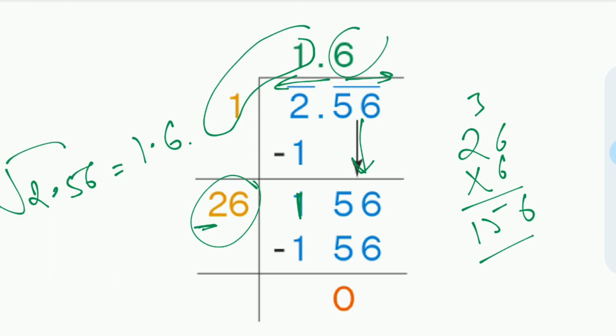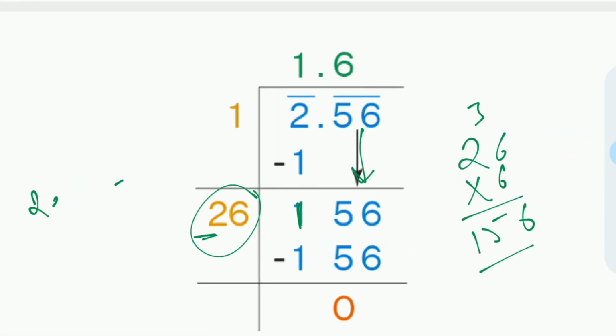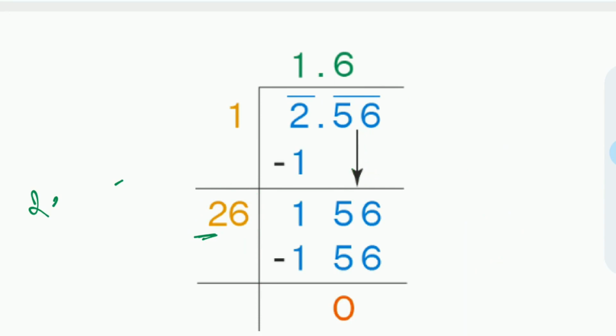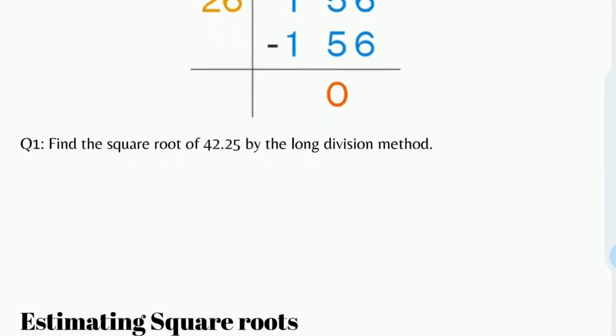It's easier for you when you do long division for decimal values. It gives you the accurate answer and it is a little faster as well.